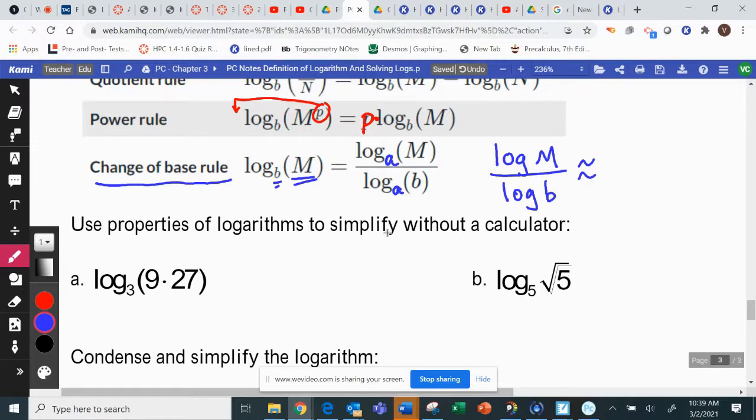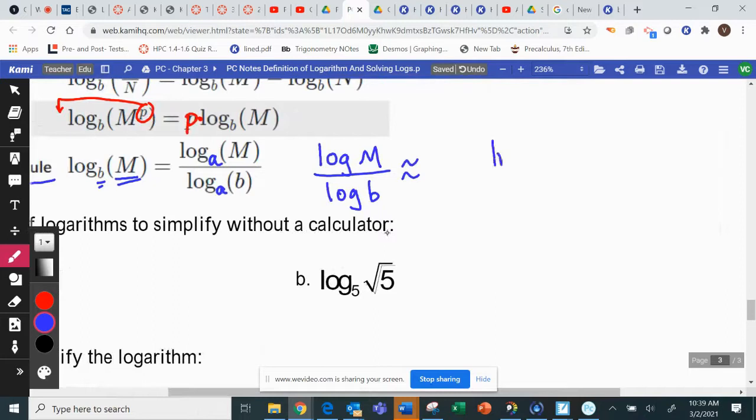It also works. We also have an ln button on our calculator, which is log base. Who remembers what I said log base? What is ln?